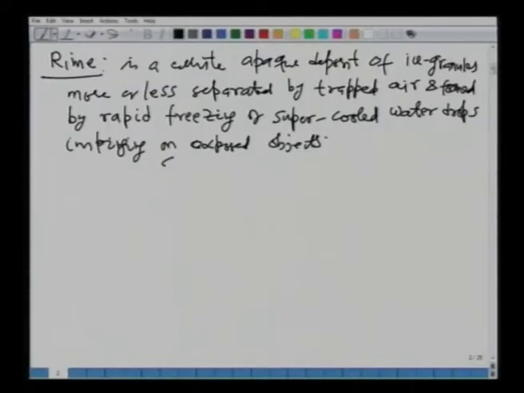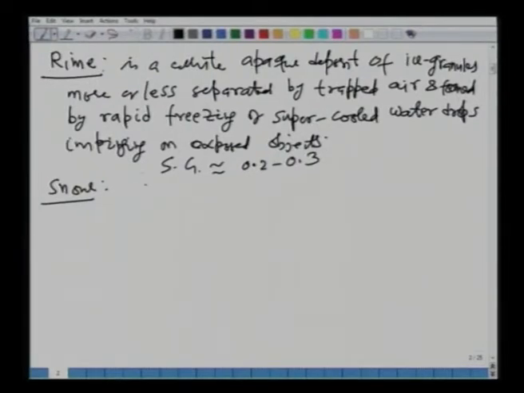Well, as you know, because the air is getting trapped inside, the specific gravity has to be lower. So, it is in the range of 0.2 to 0.3. Okay. The next form of precipitation we are going to look at is what is called snow.